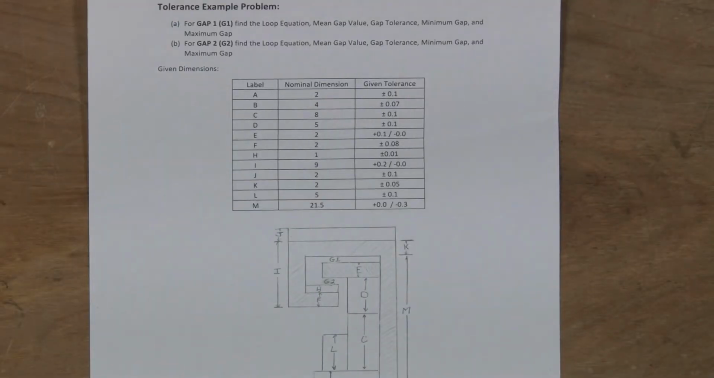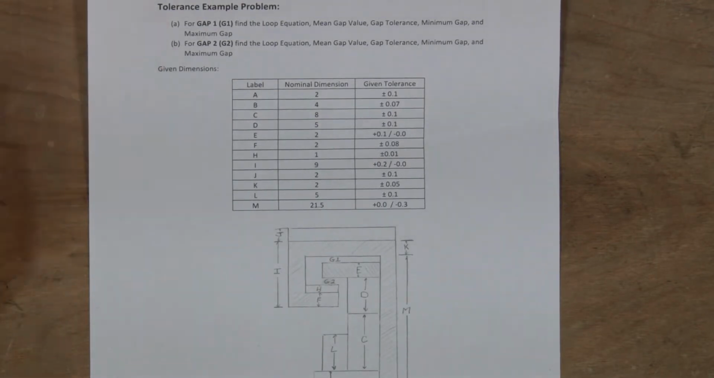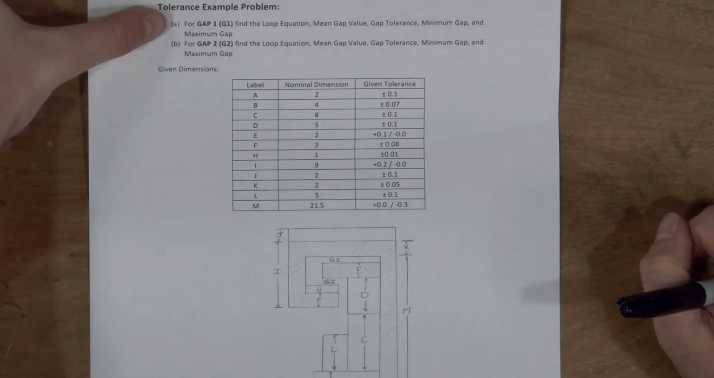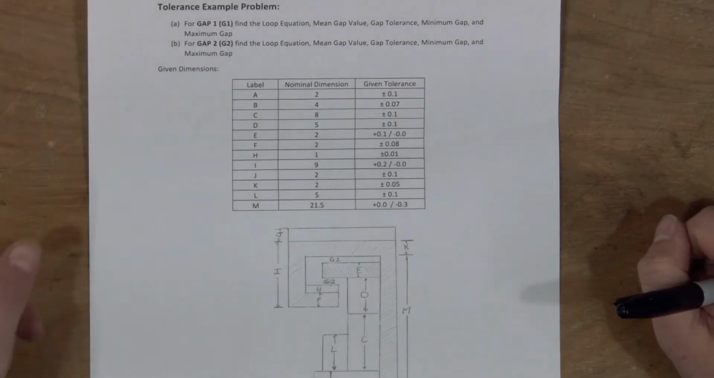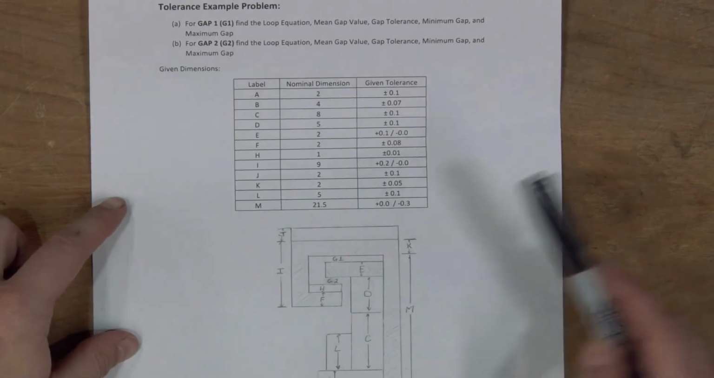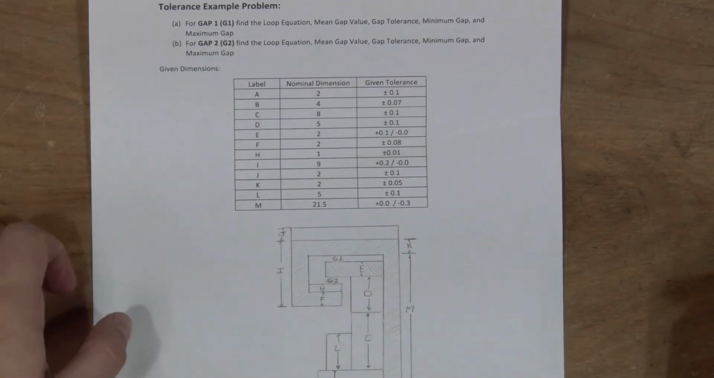Okay, this is the tolerance stack example problem. I'm going to walk through part A with you, and then you'll be able to do part B from there. It's slightly more challenging, but you'll have the process down. Our task for part A is for gap 1, which is labeled G1 right here. We need to find the loop equation, the mean gap value, the gap tolerance, the minimum gap, and the maximum gap. All right, so let's remember the steps that we have to walk through.